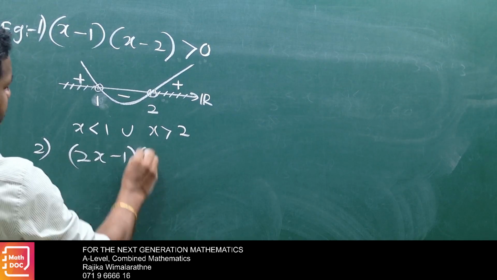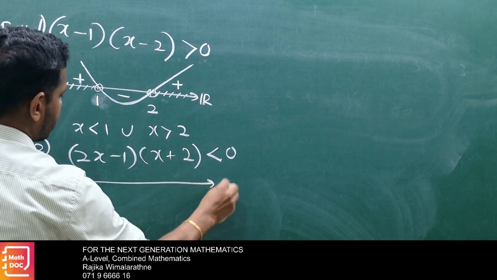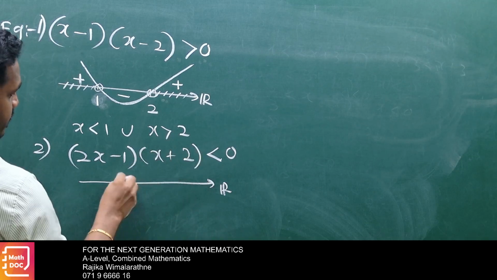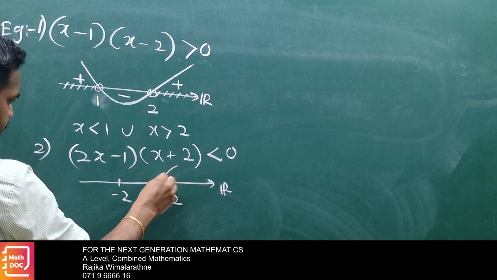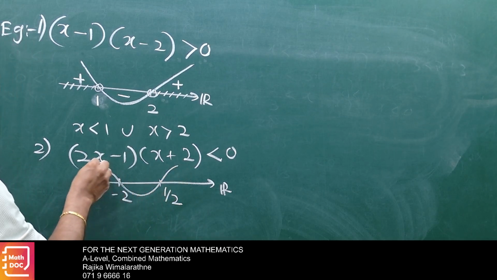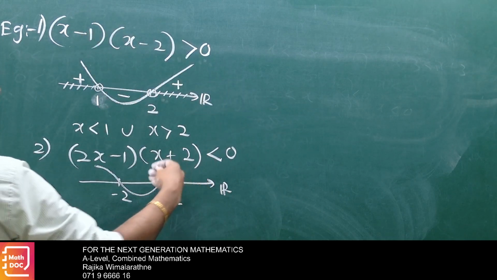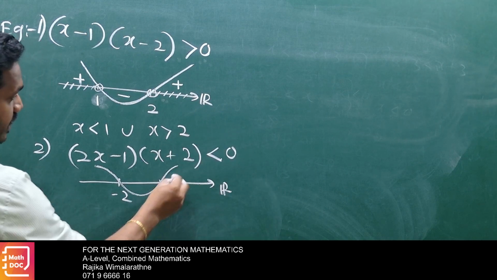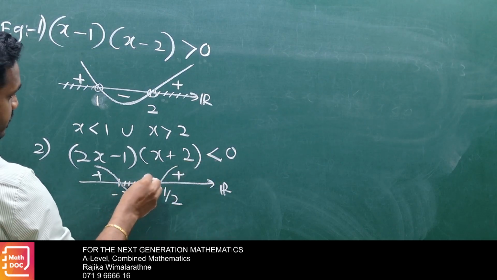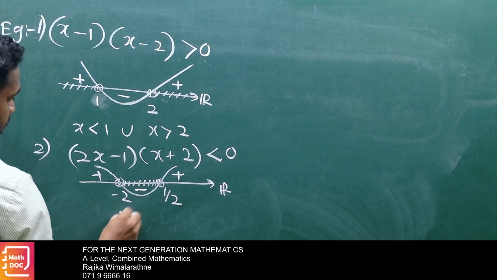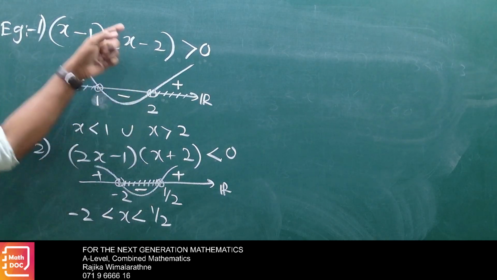2x minus 1, x plus 2, less than 0 case. On the real number line, here 0 value is minus 2, here 0 value is half. Then in the right hand upper corner, you sketch this way. You always sketch from the right hand upper corner. The leading term is positive, no? Then the right hand corner values will be positive. Then positive, negative. The negative region is this. Then the final answer is x in between minus 2 to half, no? Minus 2 to half. Okay, do these examples.